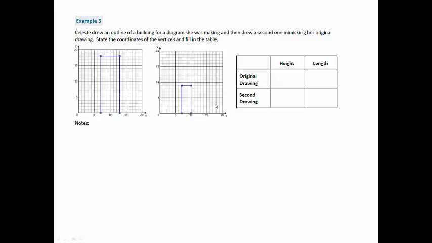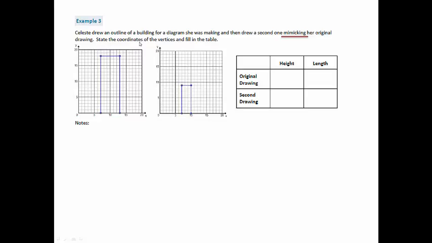Here in example 3, we have an outline of a building for a diagram she was making. And then Celeste drew a second one, mimicking her original drawing. Now to mimic means you kind of do the same thing, but maybe not exactly. We're not sure if this is an exact copy or if it's to scale. We're going to figure that out.